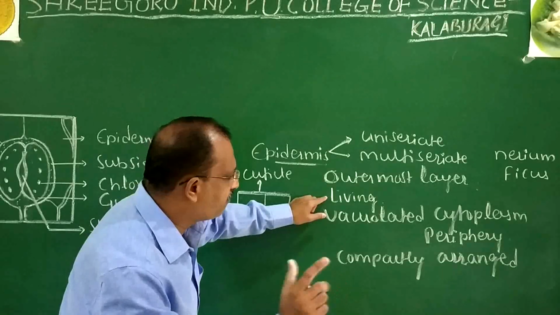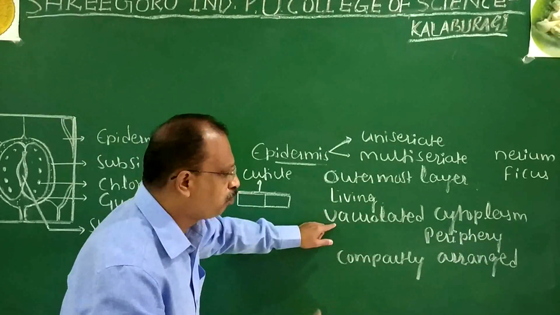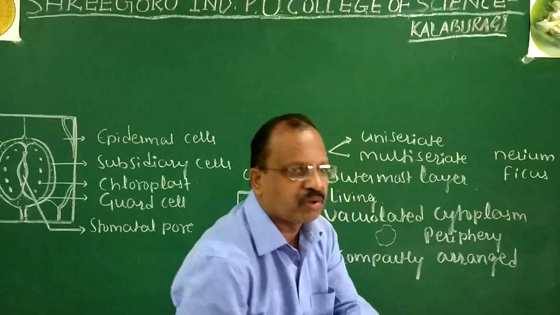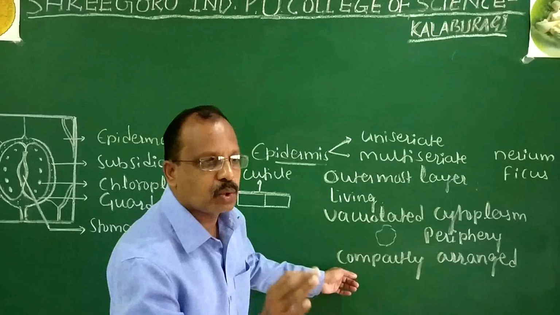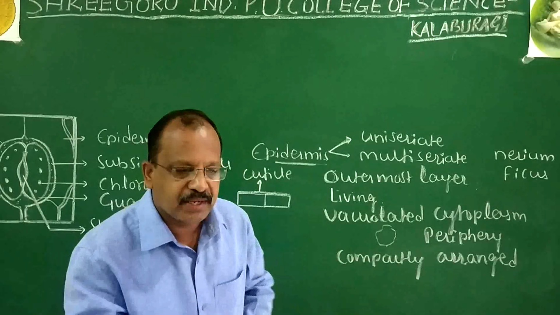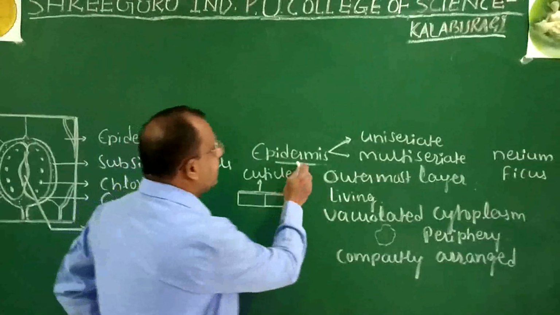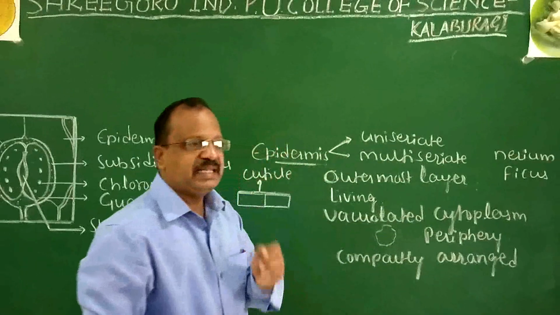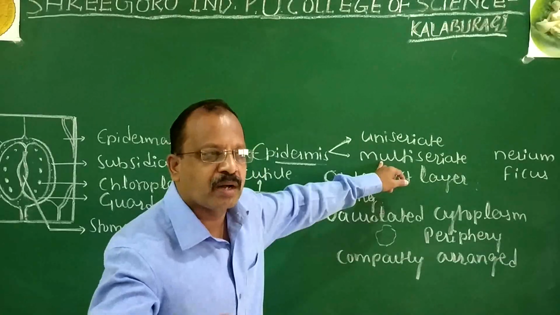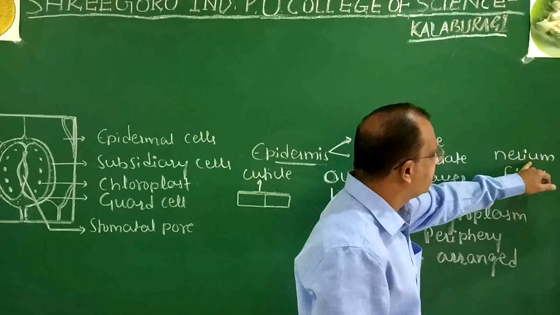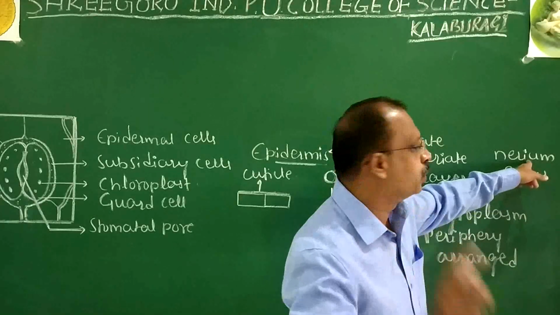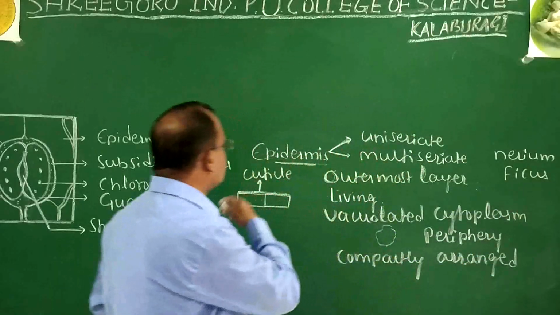Epidermis is the outermost layer. Second character, cells are living. Each cell has a vacuolated cytoplasm. Due to the presence of this vacuole, cytoplasm is pushed towards the periphery. Cells are tightly arranged without any intercellular space. Epidermis may be uniseriate or multiseriate. Uniseriate means a single layer; multiseriate means two or many layers. Examples are nerium and ficus. In Kannada, it is called Kanigil Huvu.